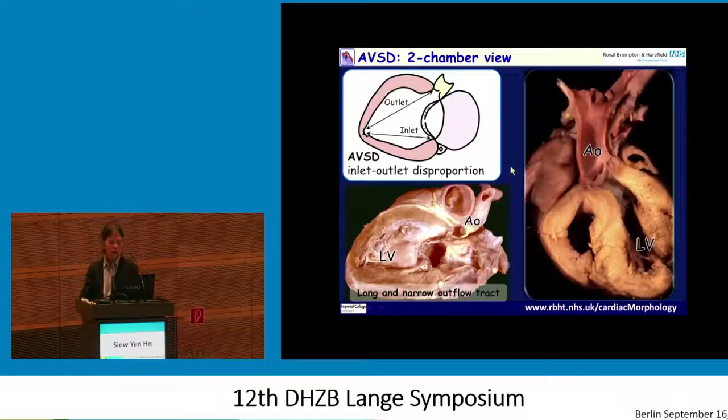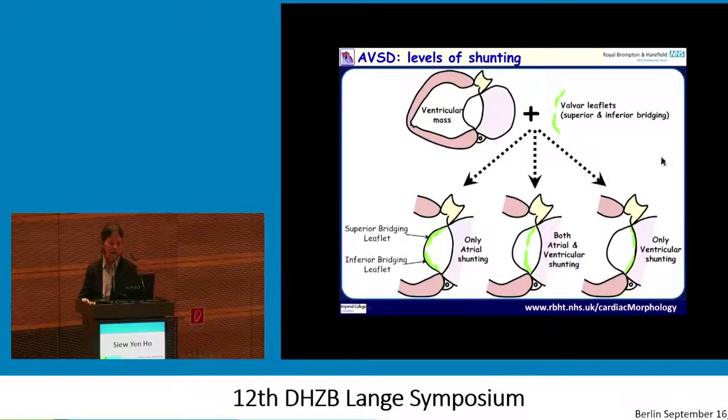We notice also this arrangement when we look from the front of the heart, so there's a narrow, winding kind of outflow tract in this situation in atrioventricular septal defect. Now, atrioventricular septal defects also affect the levels of shunting within the heart, depending on the arrangement of the bridging leaflets. So we've got these whiskers, actually, they represent bridging leaflets.